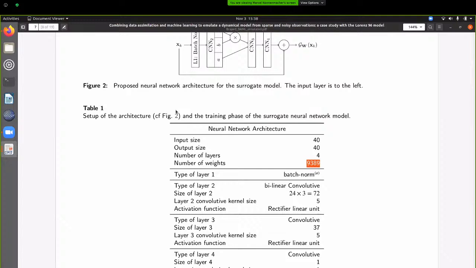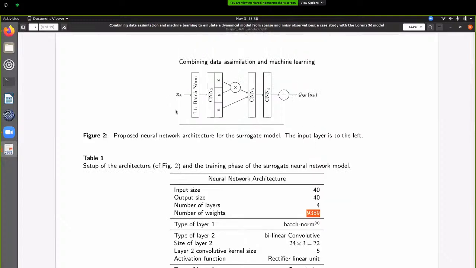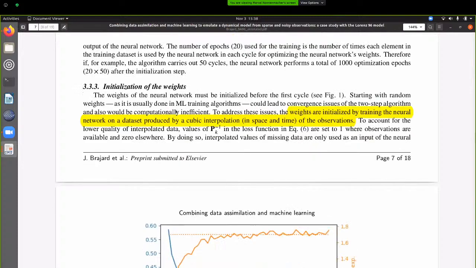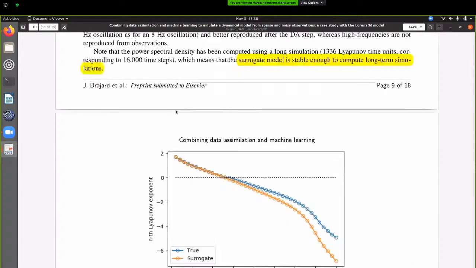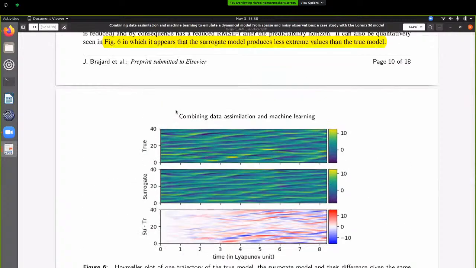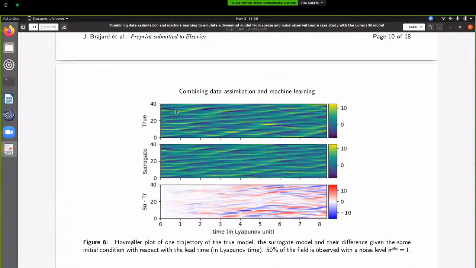No, because it's a convolutional network. So you have a ring in the Lorentz 96 case. This is something I might have forgotten to say, but those of you who have been around for long enough might already know, because this model comes up a lot. So this is space, and they have 40 locations, and this wraps around. So this is a ring, and it's a convolutional neural network.